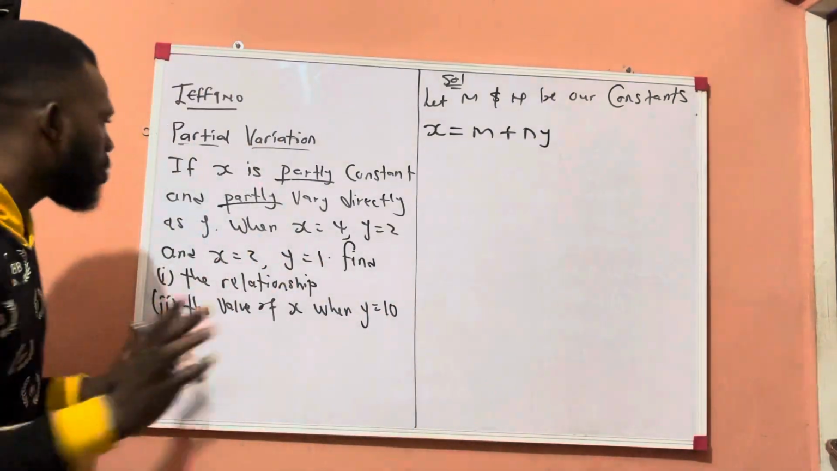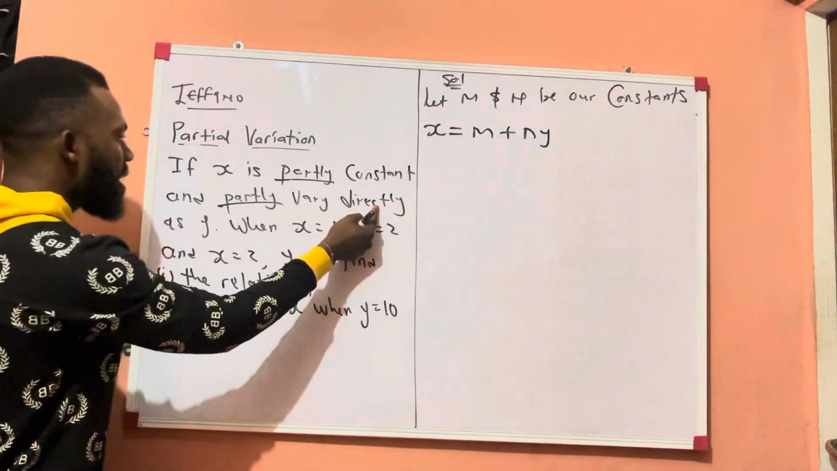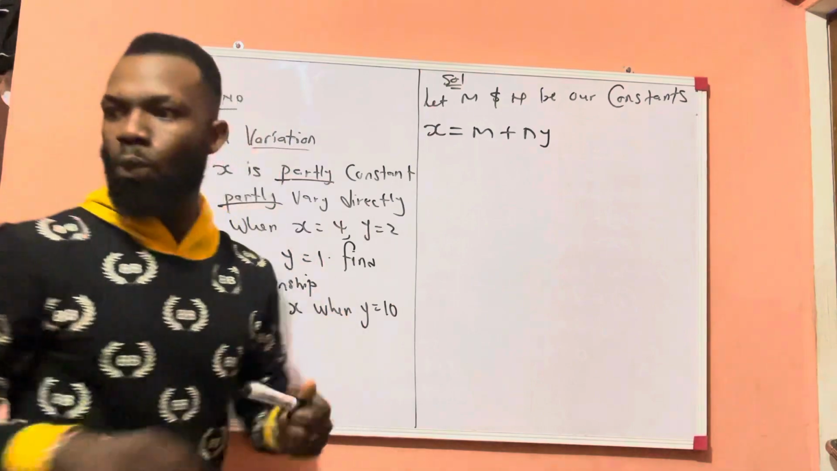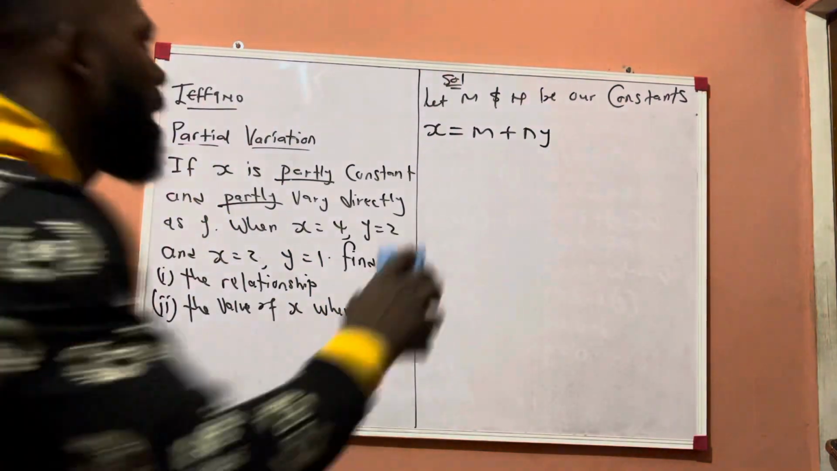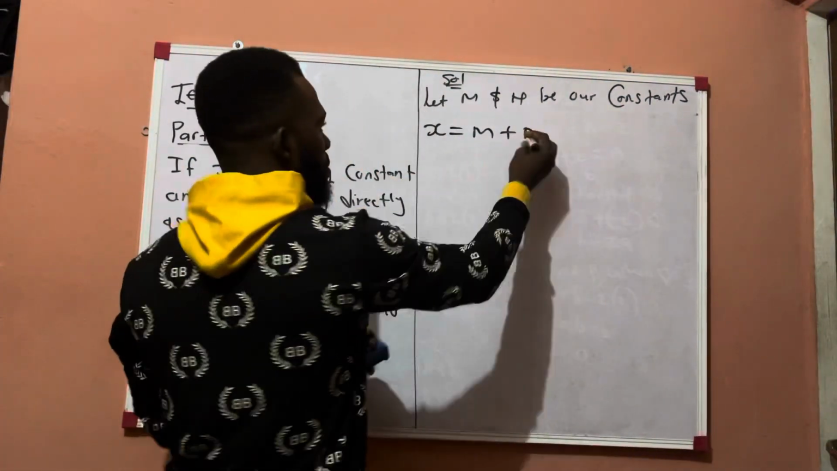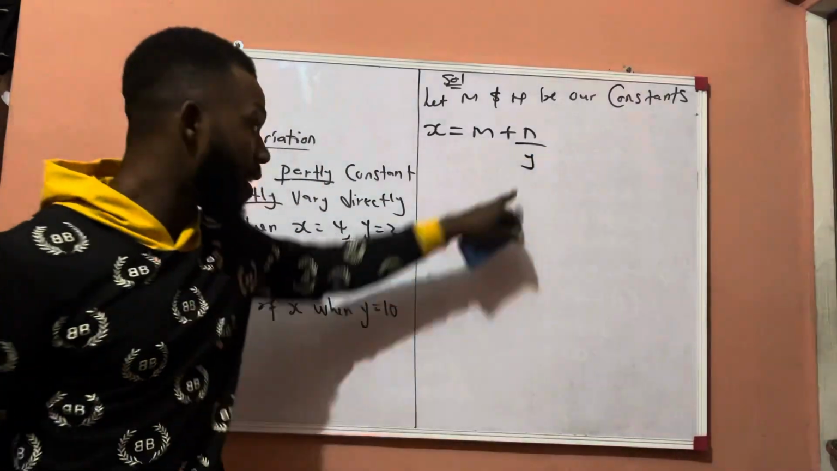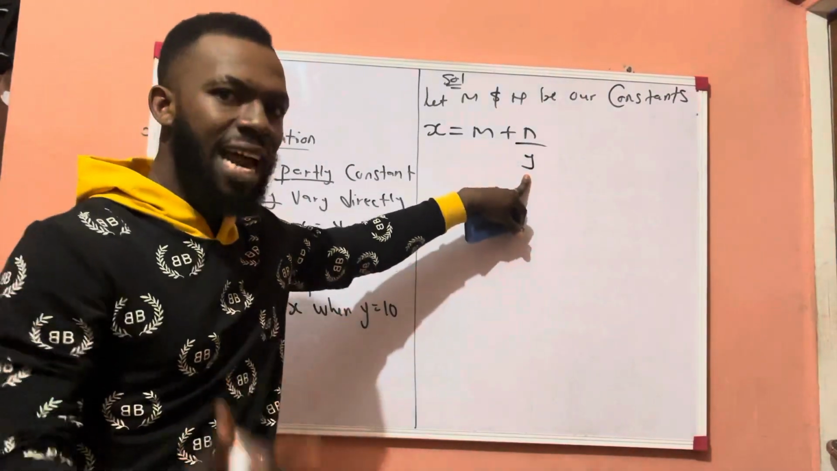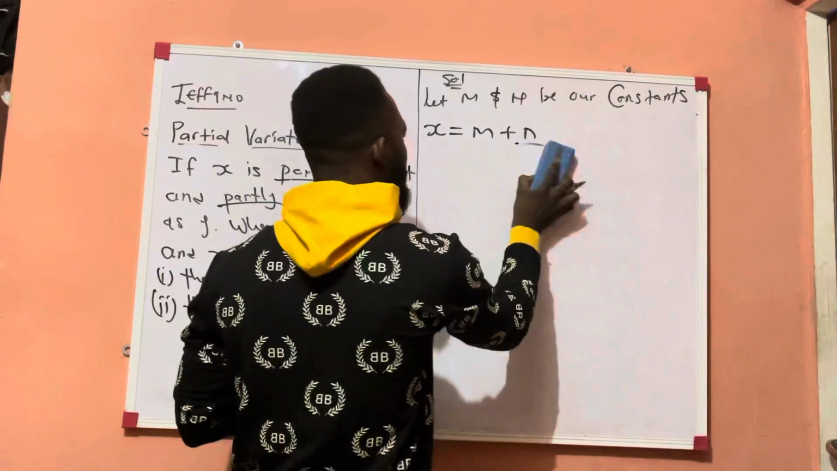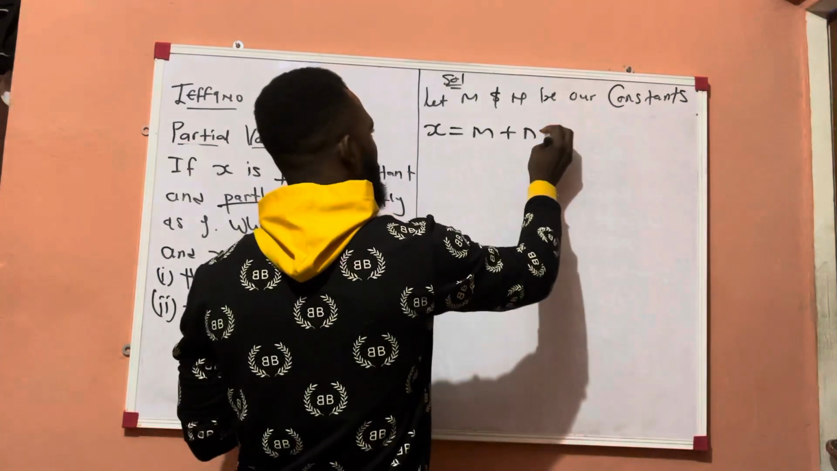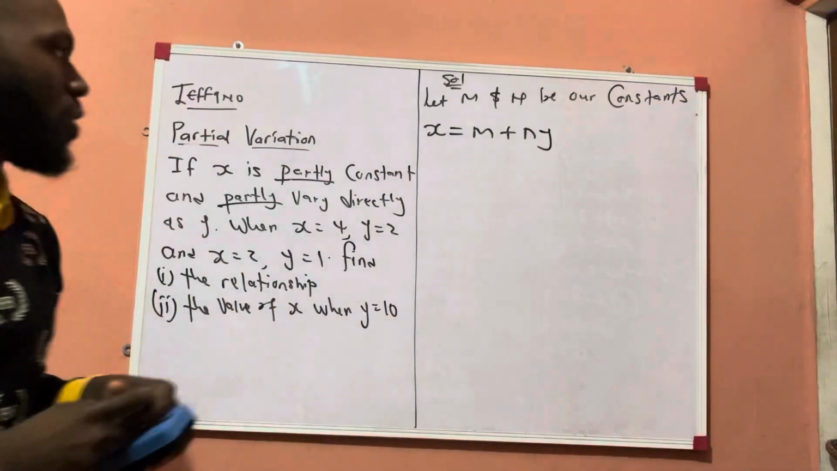Now, imagine this question says vary inversely as y. It means our y will be down. You get it? Inverse variation. But because it is a direct variation, our y is up. Okay, now we've done that.